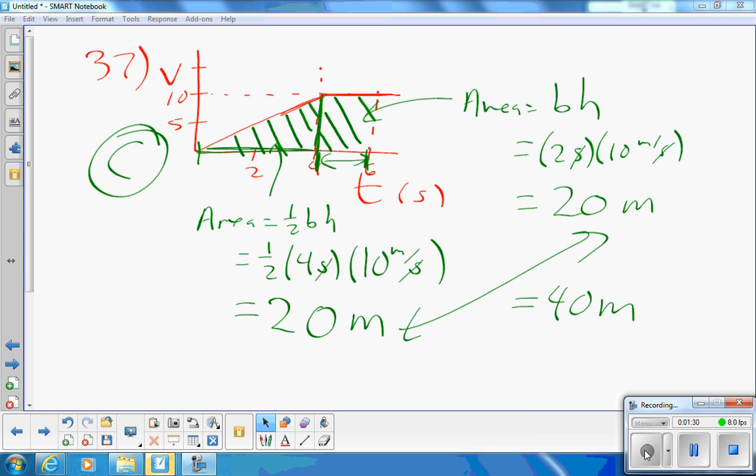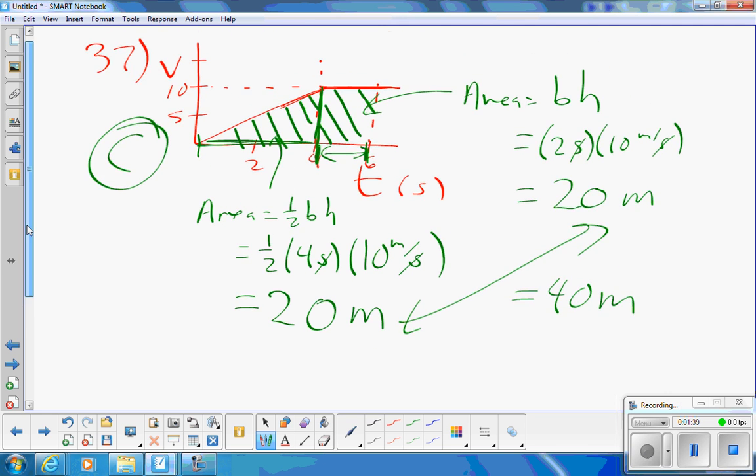You could also, I'm not going to do it, apply average velocity times time to each of those two halves, the 0 to 4 and the 4 to 6, and get the same result. Moving on, 38.